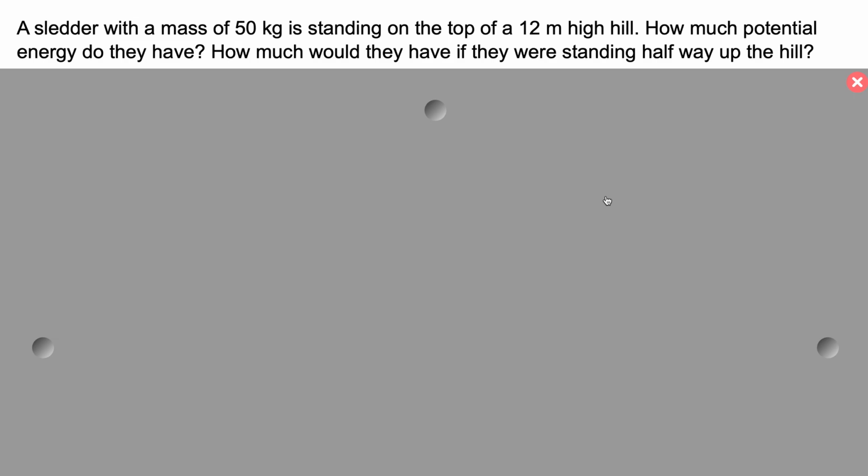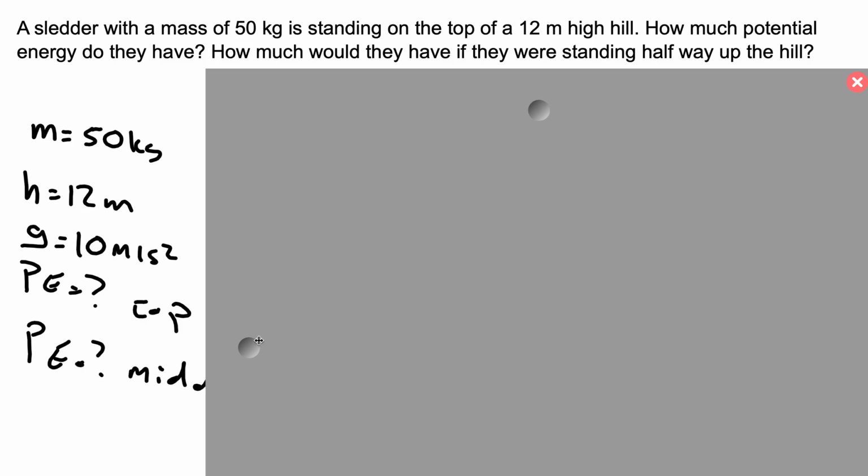Pretty tall. I want to know how much potential energy do they have if they're at the top of the hill? And then how much would they have if they're standing halfway up the hill? So if we look at this, the mass is 50 kilograms. So the mass of the object, which would be the sledder, is 50 kilograms. The height is 12 meters.